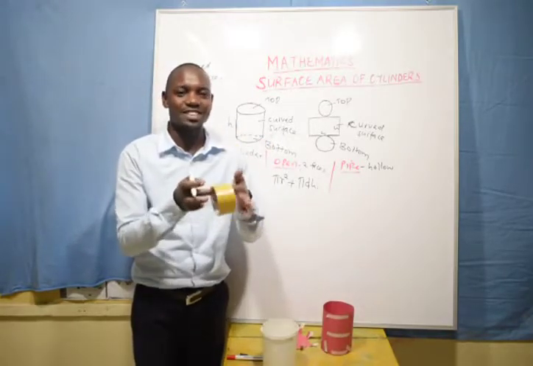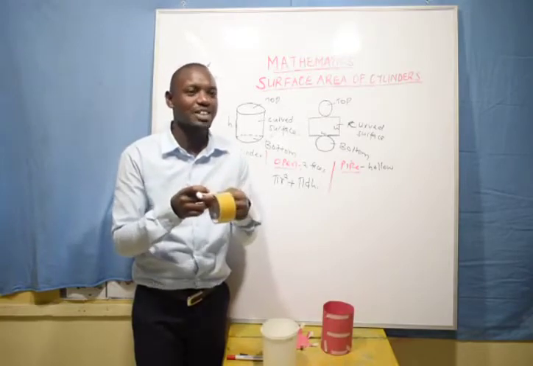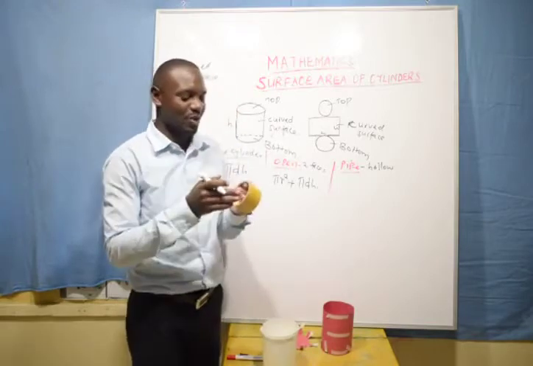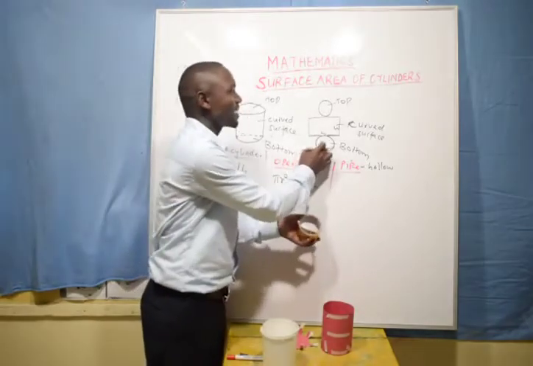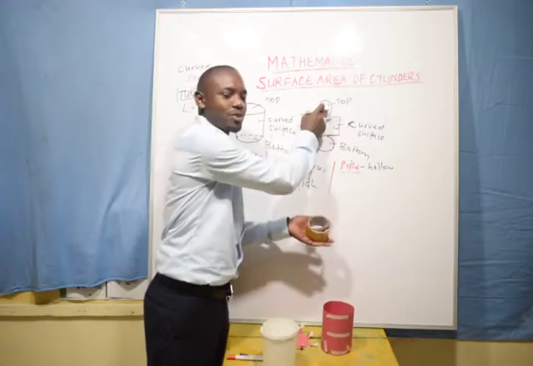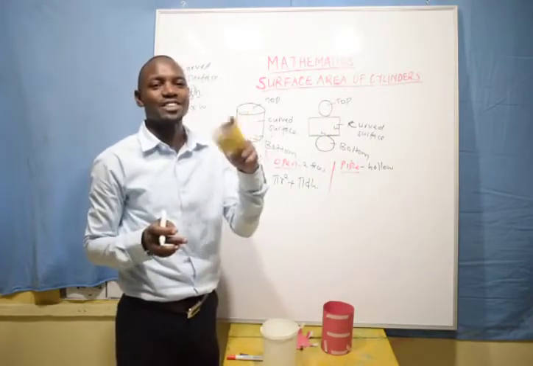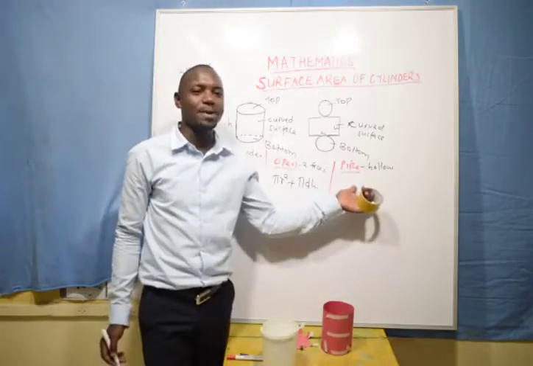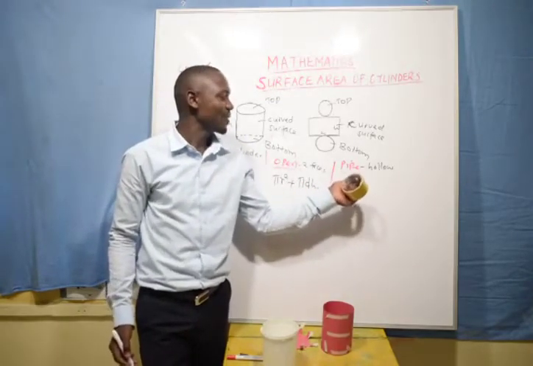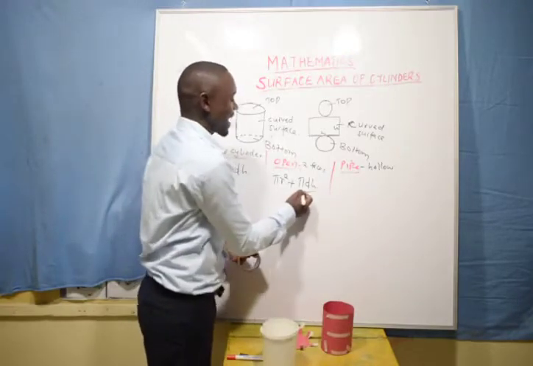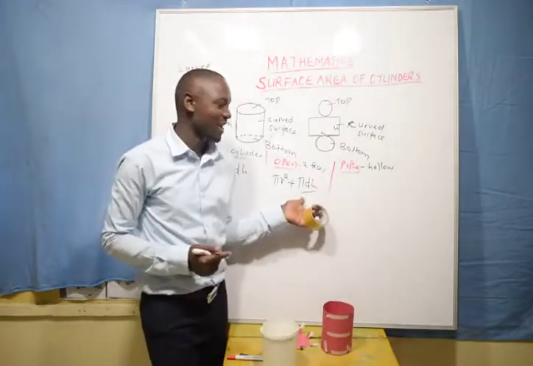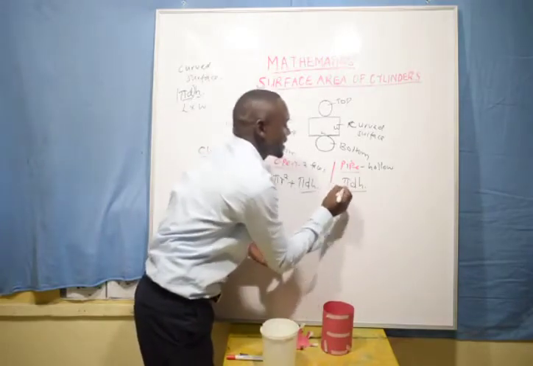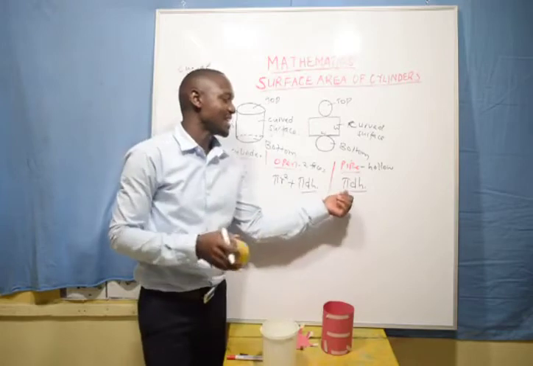So what do we have in this pipe of ours? What we have here is only the curved surface, because it doesn't have the bottom and it also doesn't have the top. So it is only the curved surface that we are going to look for. To get the surface area of a pipe, which is a hollow cylinder, we get only the area of the curved surface. How do we get the area of the curved surface? Using the formula pi times diameter times the height. That is length times width.